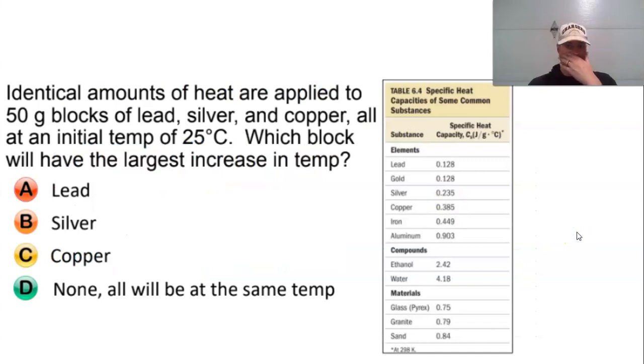So we've got some examples here. 50 grams of each of these, each at 25 degrees Celsius, which will have the largest temperature increase if we apply the same amount of heat? Well, in looking at each of these, this one obviously is wrong because they are going to absorb energy at different rates. So looking at our lead, copper, silver, we see that it's going to take the least amount of energy in order to raise equal amounts.